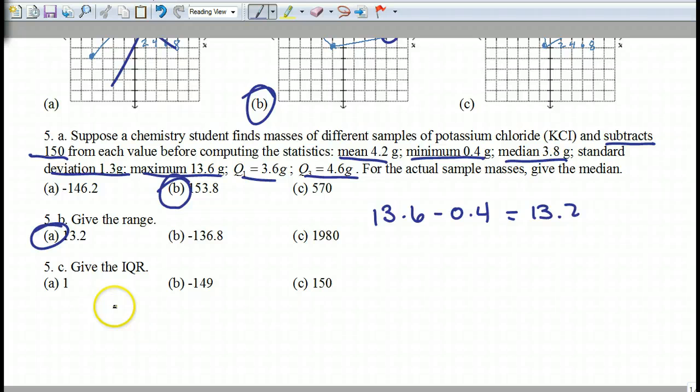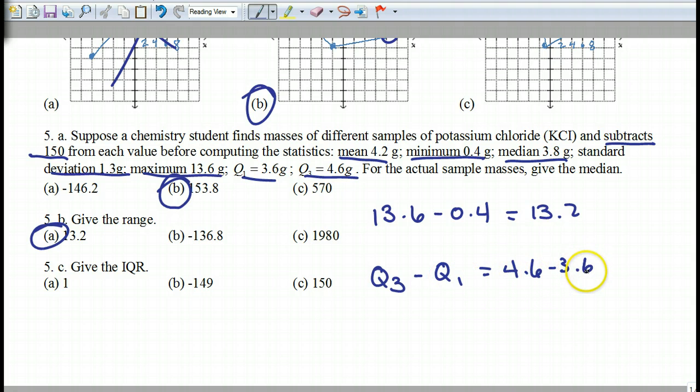Okay, so give the IQR. How do we find the IQR again? It's going to be quartile 3 minus quartile 1, which is 4.6 minus 3.6. So it's just going to be 1, and we don't change that at all with this because adding the same value to each statistic doesn't change the interquartile range either.